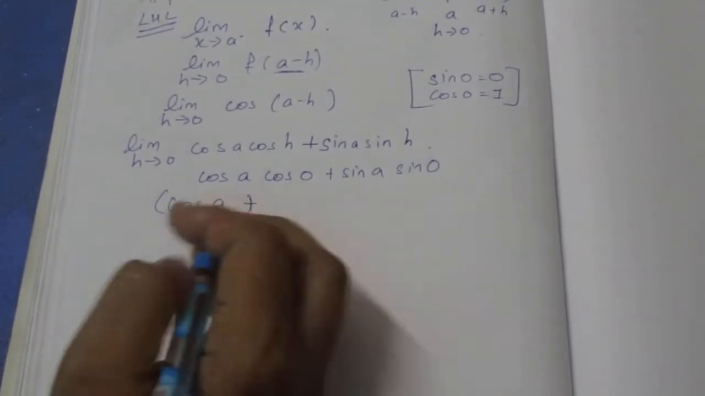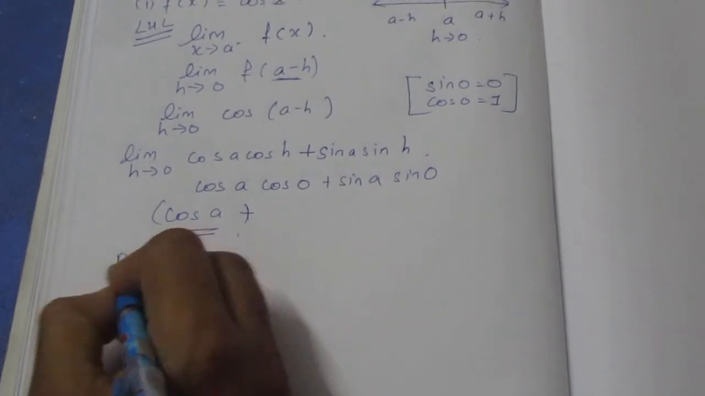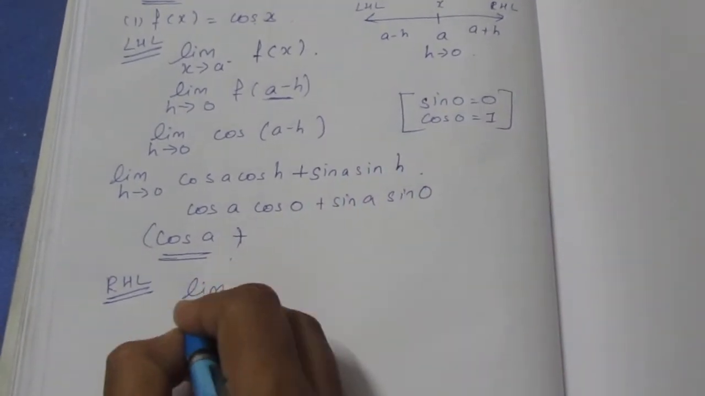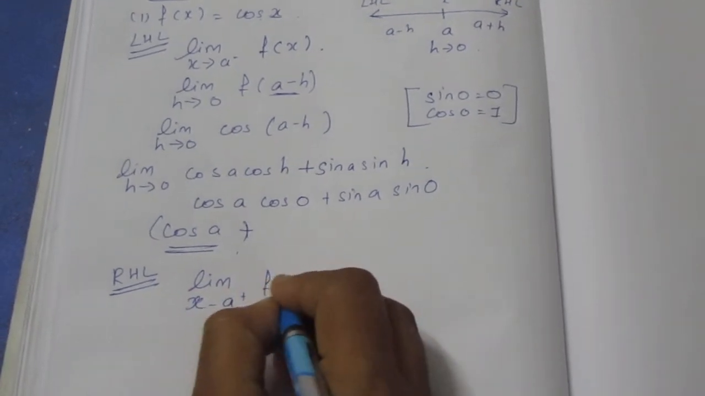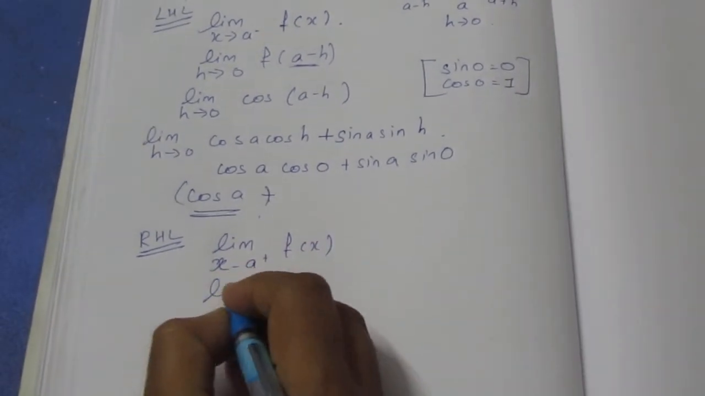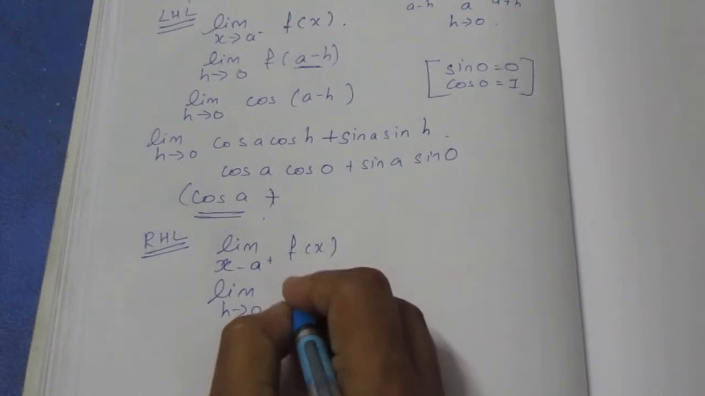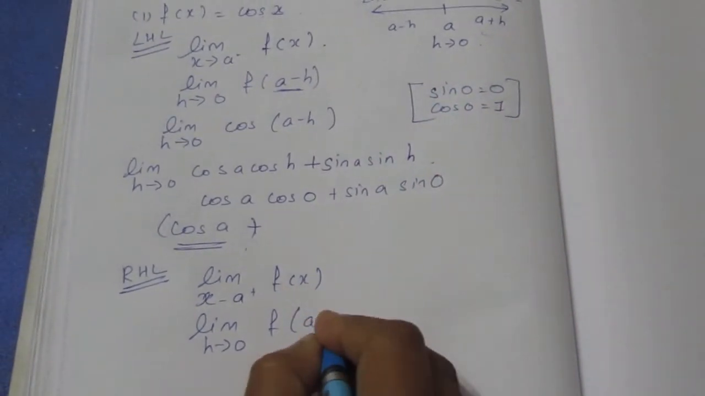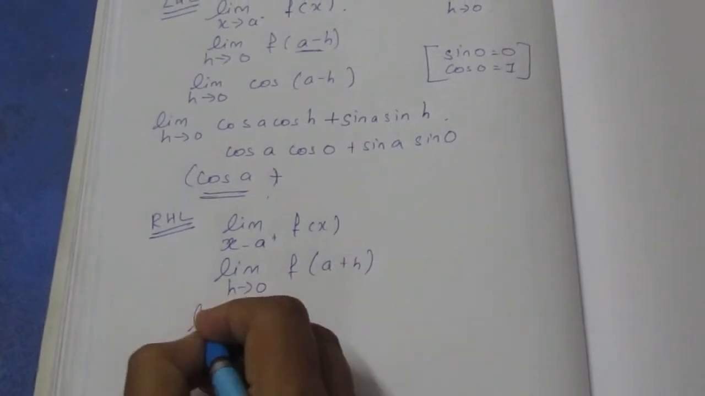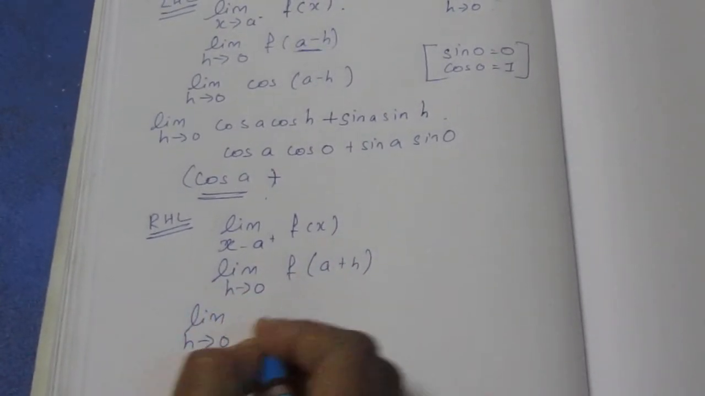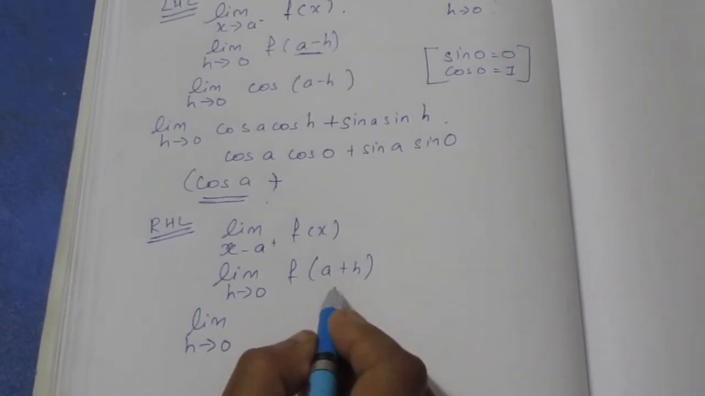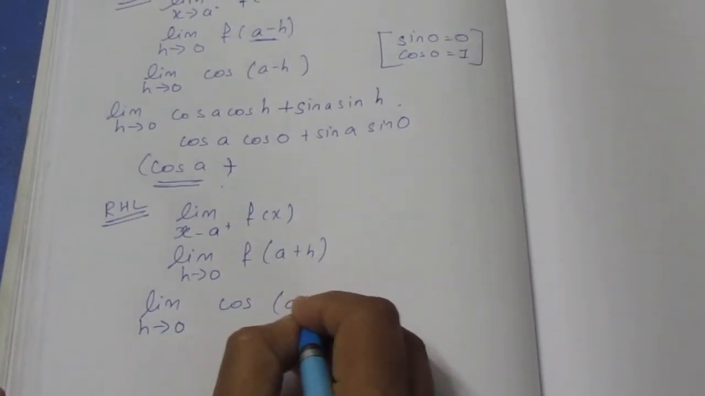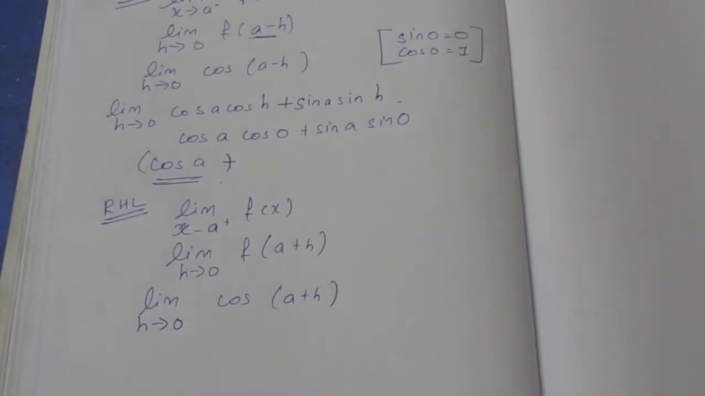Let me write for RHL. For RHL the same thing, limit x tends to a positive f of x. We know that limit h tends to 0, I need to take a plus h, f of a plus h. Limit h tends to 0. Here we know it is cos x, so instead of cos x I can write it to be cos of a plus h. So it is in cos a plus b formula.